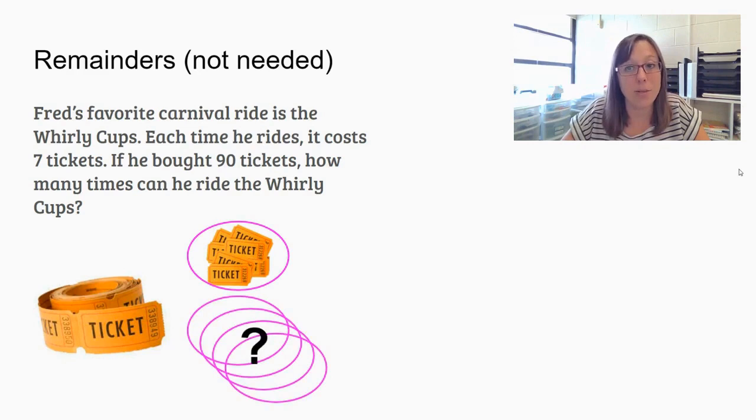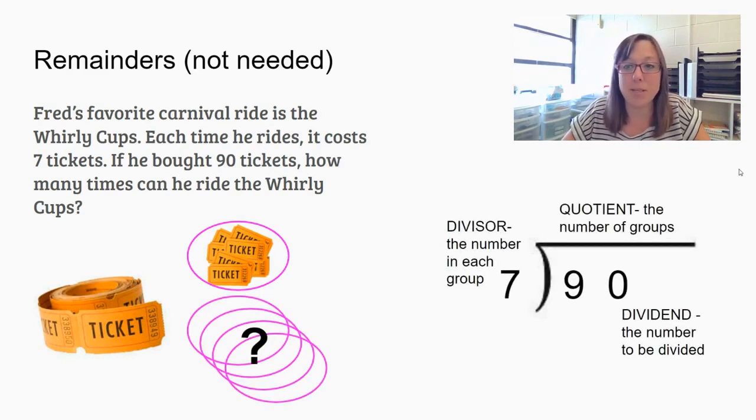tickets? My dividend in this case is 90. It's the number that is to be divided. All those tickets dividing up to ride the ride. The divisor is the number in each group. In each group, I know I have 7 tickets. So the quotient is the number of groups, or the number of times that he can ride. Let's look at the standard algorithm for this one.